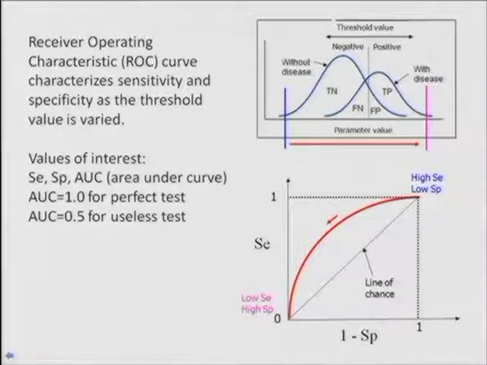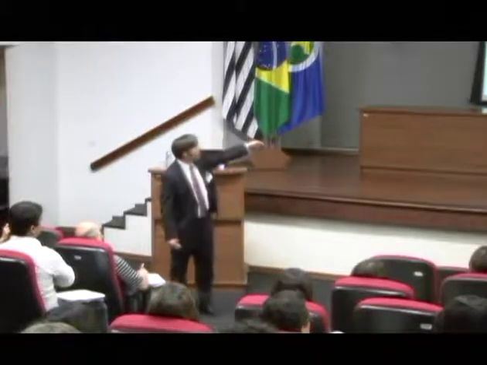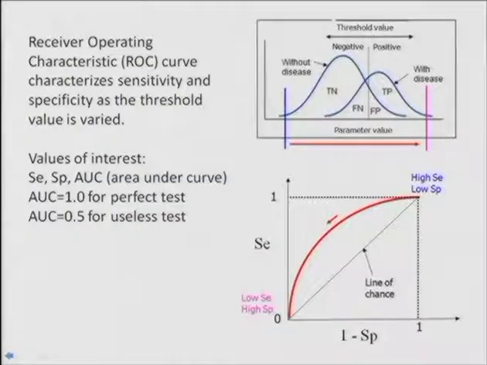And so if you have a perfect test, the area under that curve is 1. This is sensitivity plotted against 1 minus specificity. So area under the curve is 1 for a perfect test. If you have a useless test that is equivalent to a coin flip or some equivalent randomly generated procedure, then your area under the curve will be 0.5. It will lie along this line of chance here.